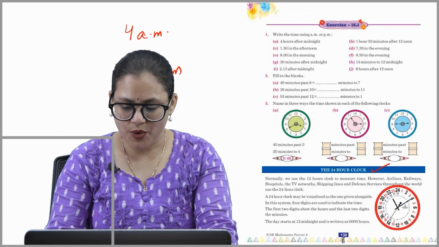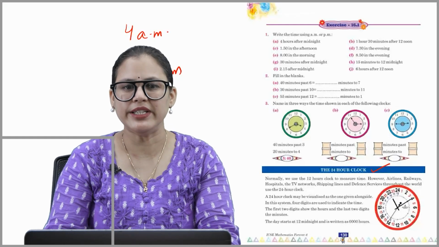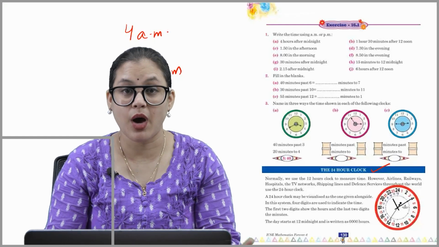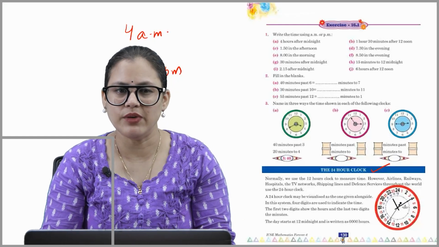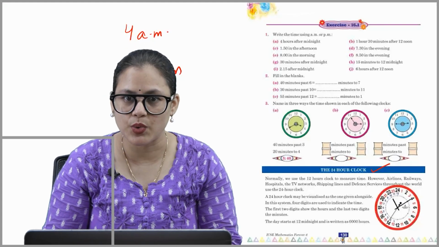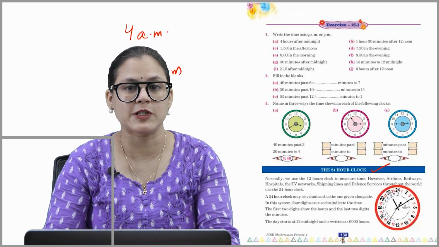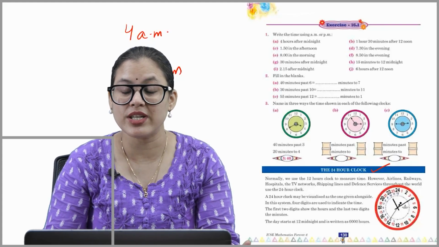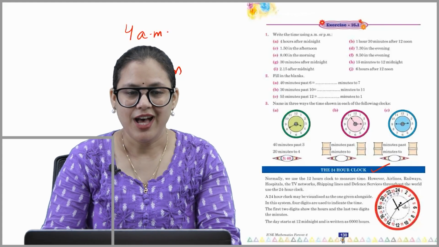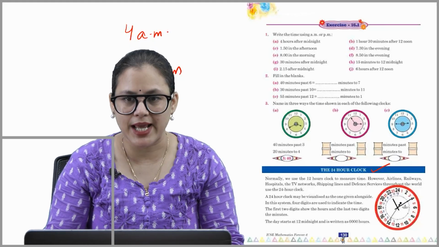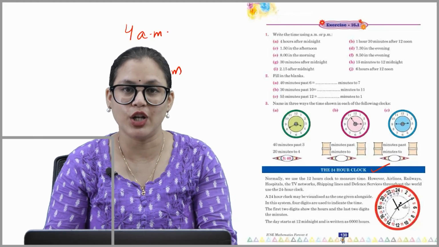The 24-hour clock. Normally we use 12-hour clocks to measure time. However, airlines, railways, hospitals, the TV networks, shipping lines and defense services throughout the world use a 24-hour clock. A 24-hour clock may be visualized as the one given alongside.